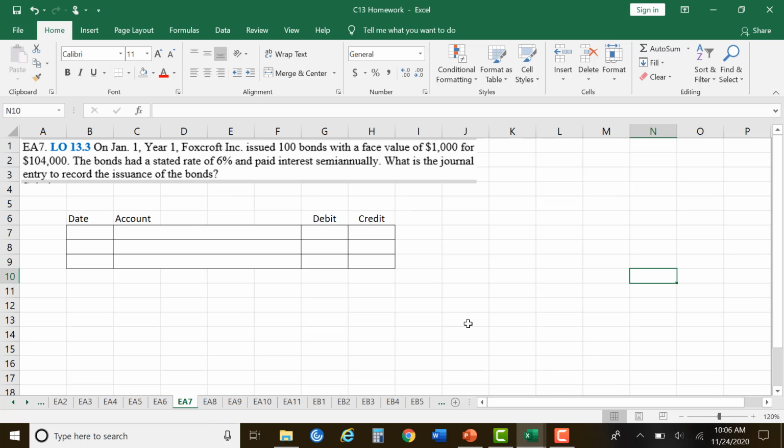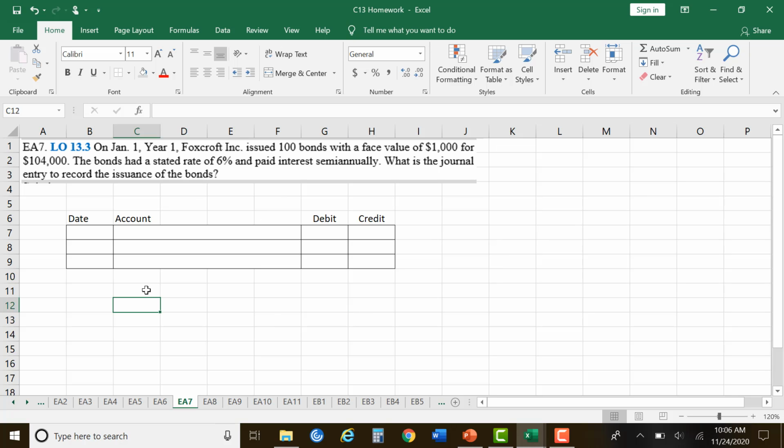All right, for exercise 7, I think the later problems are a little easier to do. They're just less time intensive. So for exercise 7, we have on January 1st, year 1, Foxcraft issued 100 bonds with a face value of $1,000 for $104,100. The bonds had a stated rate of 6% and paid interest semi-annually. What is the entry to record the issuance of the bonds?